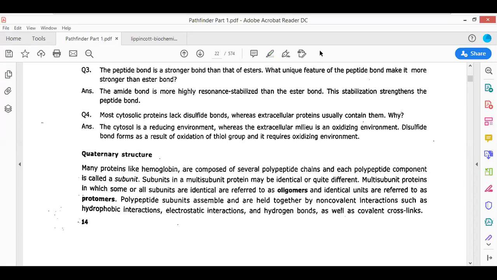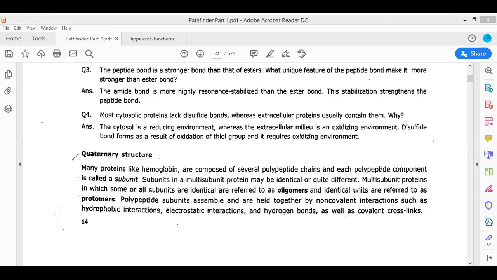So I can draw this for you. See this, the cell has a reducing environment. This environment is reducing, and outside the cell there is an oxidizing environment. So if there is an oxidizing environment, what is going to happen? The disulfide bonds are going to be produced here only. There would be no disulfide bonds produced inside the cell. No disulfide bonds. Okay, this is what I was talking about.